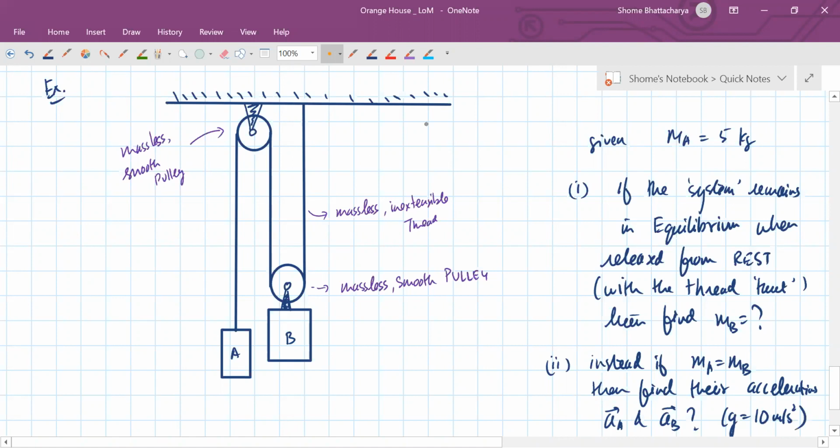Now just work out the first part of the question, it is quite easy. Then we'll come to the second part. For the first part, you have to make the free body diagram of both and use the equilibrium condition.